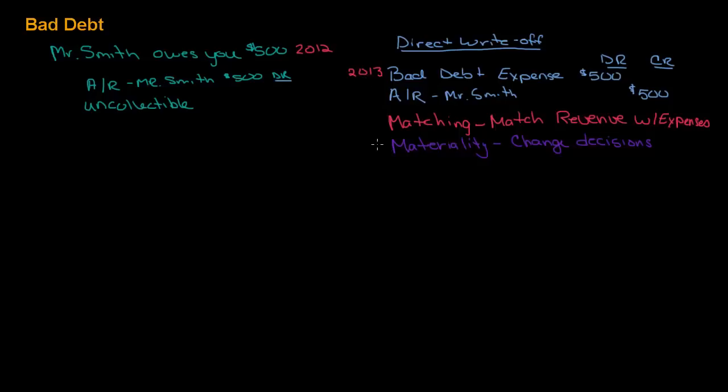Where materiality says, hey, maybe we should record something for bad debt every year because we know that there's a good chance that some of our accounts receivable will be uncollectible.